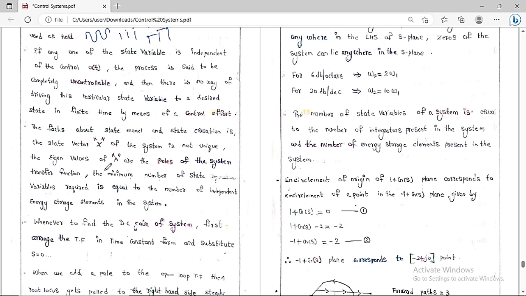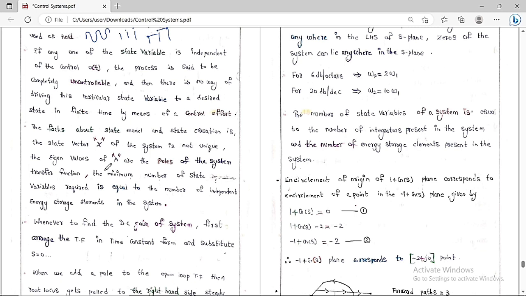The next point is the facts about the state model and the state equation. The state vector x of the system is not unique. The eigenvalues of A are the poles of the system transfer function. The minimum number of state variables required is equal to the number of independent energy storage elements in the system.